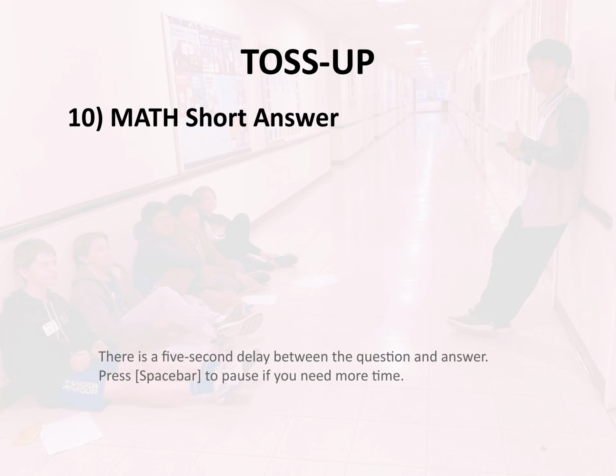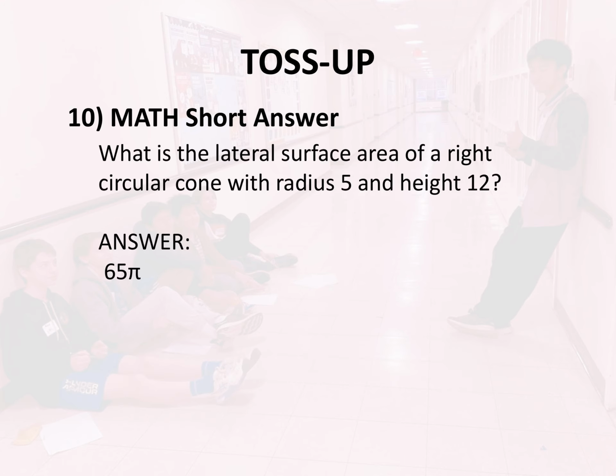Toss-up 10. Math. Short answer. What is the lateral surface area of a right circular cone with radius 5 and height 12? Answer. 65 pi.